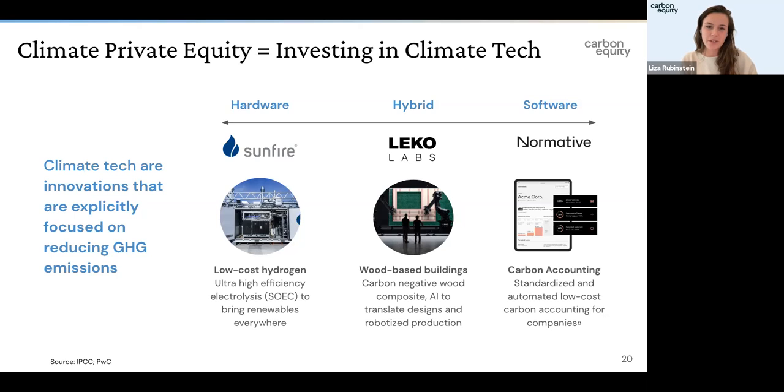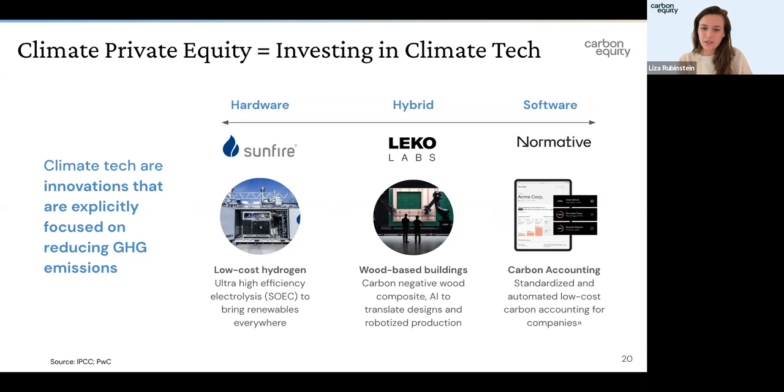And then maybe go into the hybrid, because there's actually a lot of exciting hybrid business models popping up that make a lot of sense. Lecolabs is an example of that. It's a company that on the hardware side has developed unique wood-based composites that you can use to build buildings. You can actually build buildings up to 80 meters with this material, and exclusively this material. So you don't need any concrete, you don't need any steel, you just need Lecolabs wood.